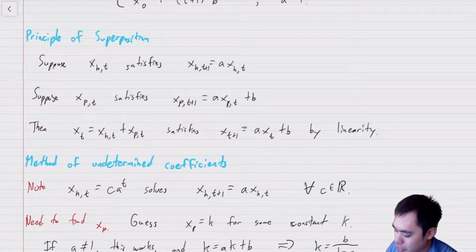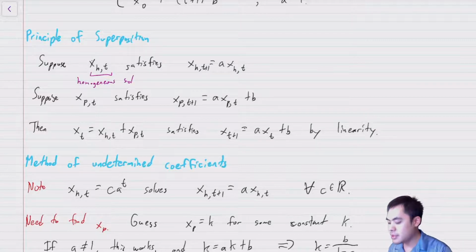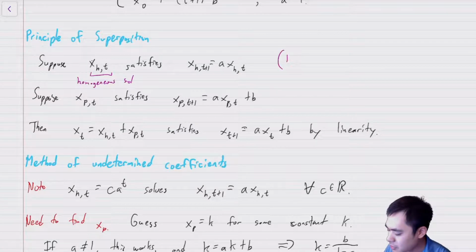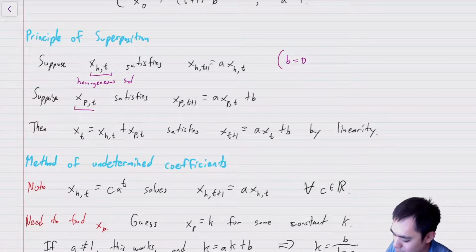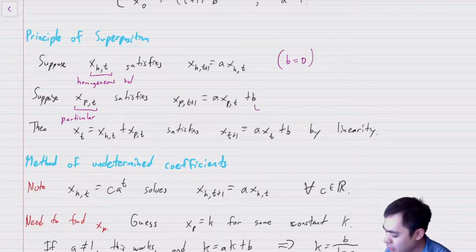So here we have our homogeneous solution, and it satisfies the homogeneous equation. So we set b equal to 0. So here b is equal to 0. And here we have a particular solution, x sub p,t. And here we have our b, which is not equal to 0.